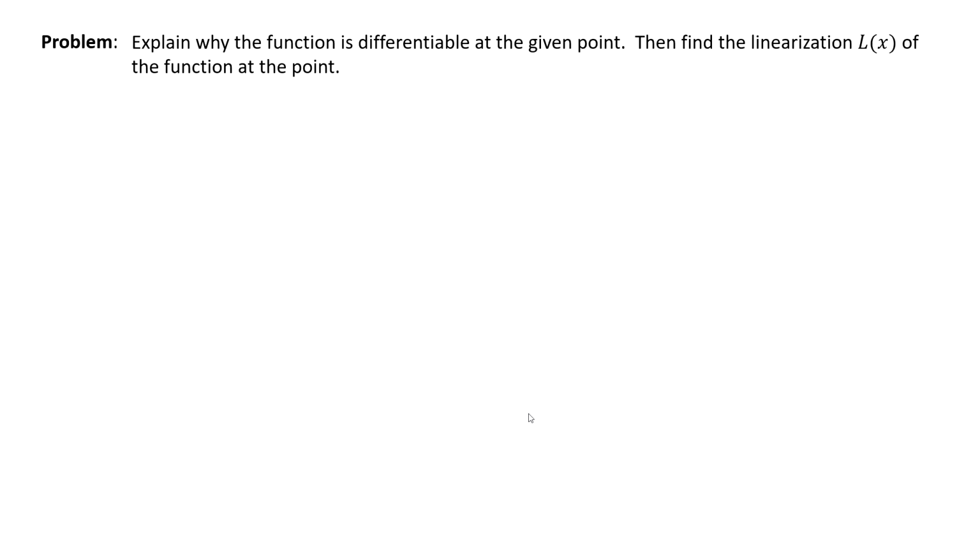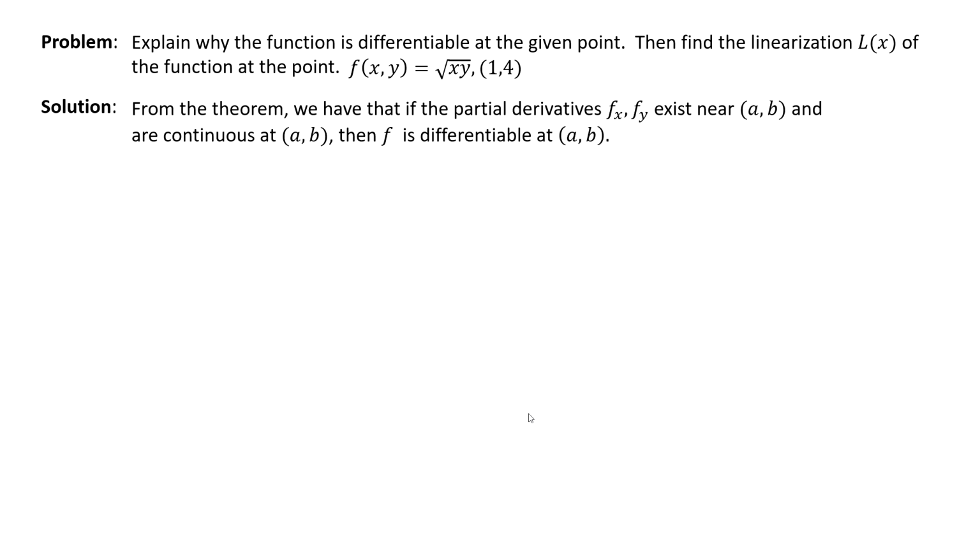Explain why the function is differentiable at the given point. Then find the linearization L of x of the function at the point. I like this one because I'll show you, if you're wondering, why do you care about this stupid linearization, man? You'll see. f of xy is equal to square root of xy, at (1, 4).